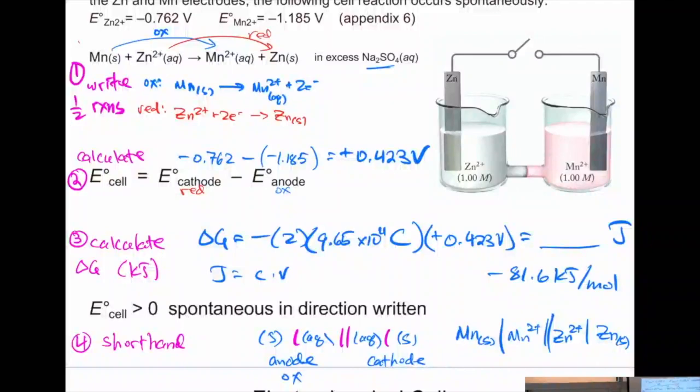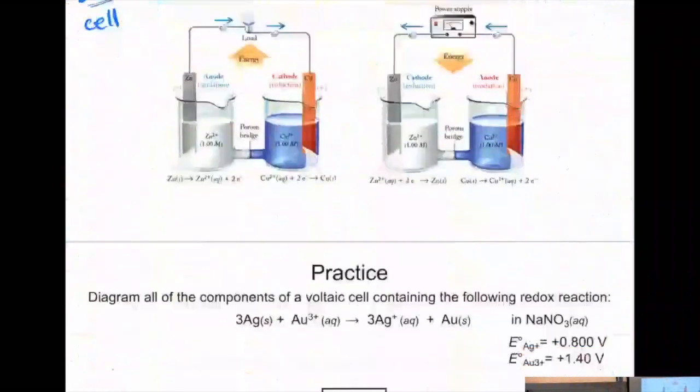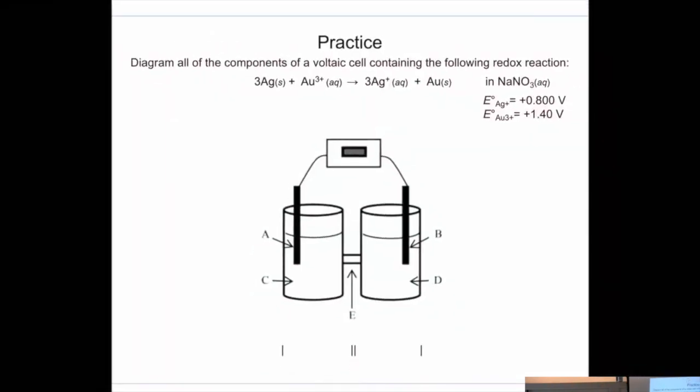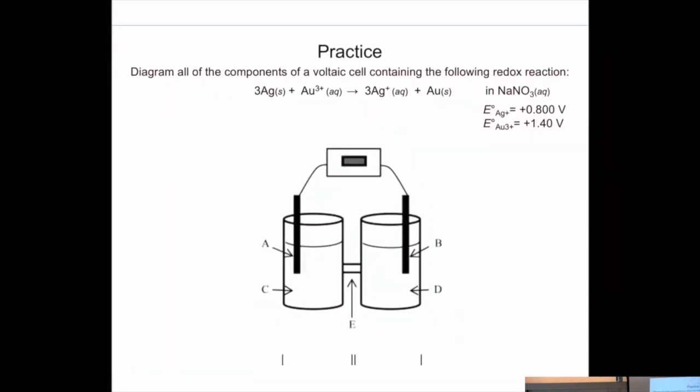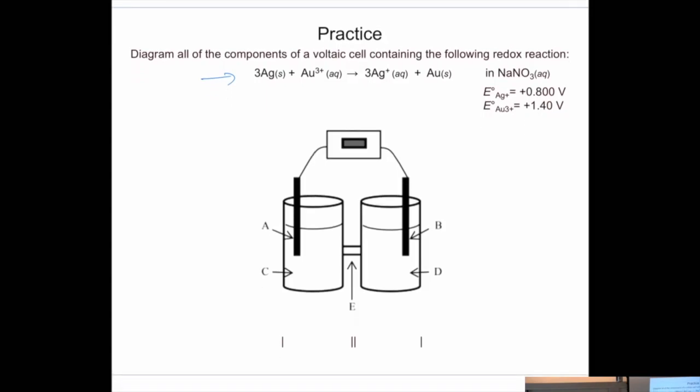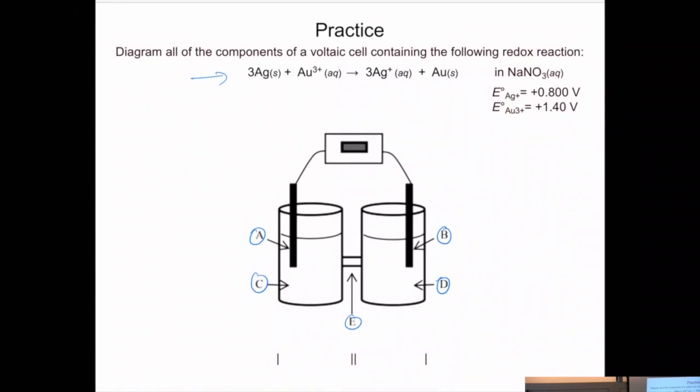Okay, let's, there's all sorts of challenges to do here. Let's just do this one. Here's another cell. Here's your equation. It's all balanced for you. You need to identify what all of these letters represent. And if you want to, on the bottom you can also diagram what the cell looks like. Here we're just identifying the parts.